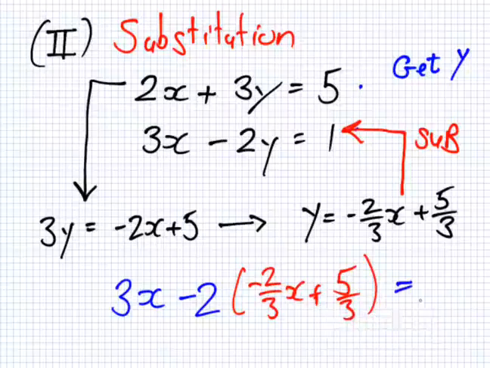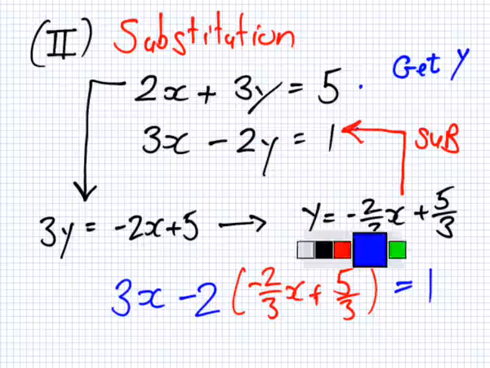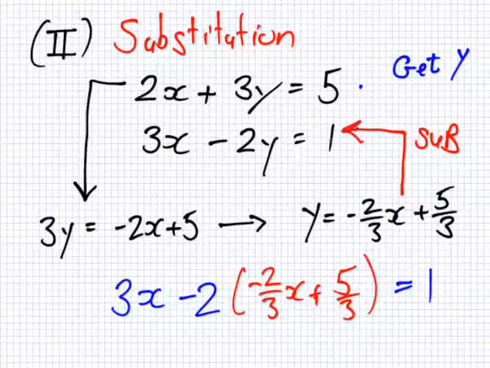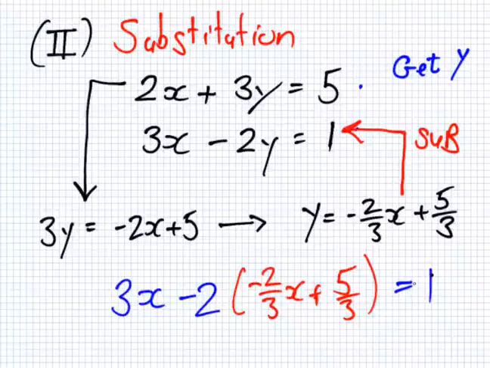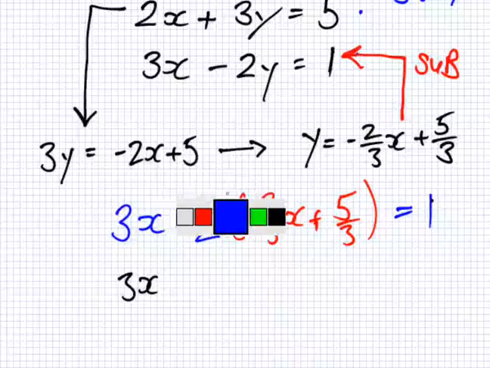Okay, I'm going to make it a bit different. So, for example, let's say we have this line, 2x plus 3y equals 5, and then let's say we have 3x minus 2y equals 1. So, looking at the word substitution, what does substitute mean, this verb? What's another verb for substitute?